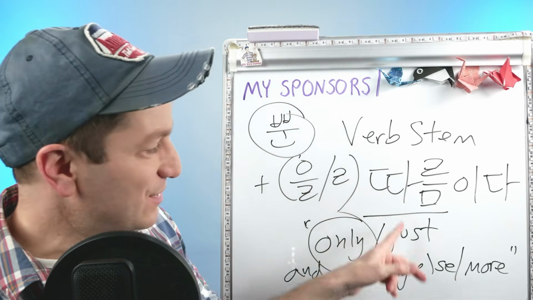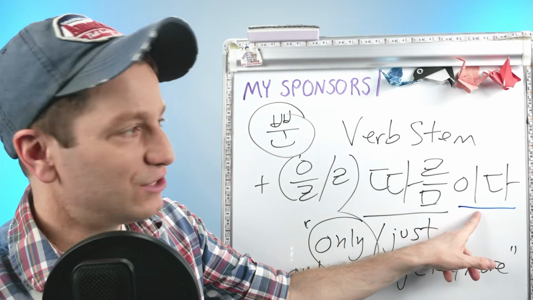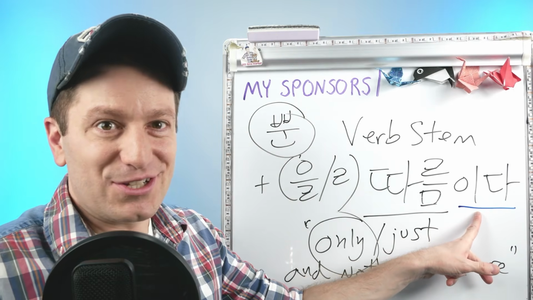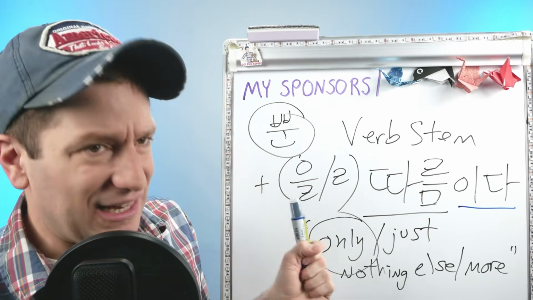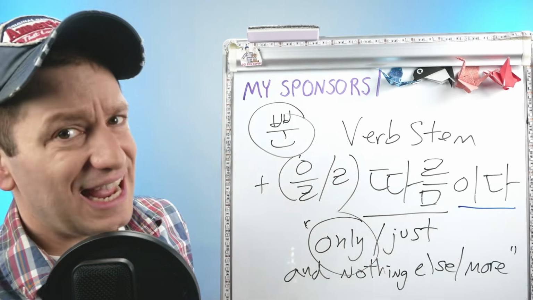Then you attach 따름이다 and conjugate 이다. This is just 'to be'. So you can conjugate as 입니다, 이에요, 이었습니다, 이었어요, anything like that. So you can technically replace any sentence that has 따름 with 뿐 and 이다.